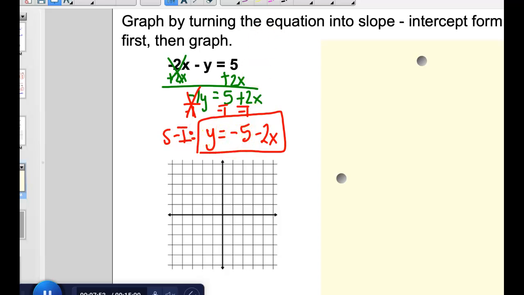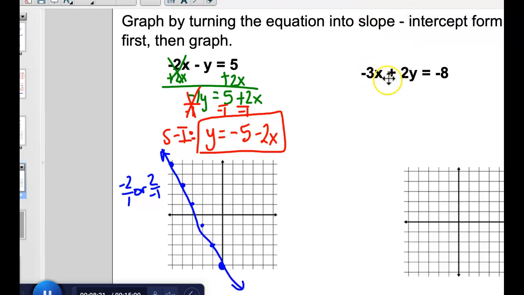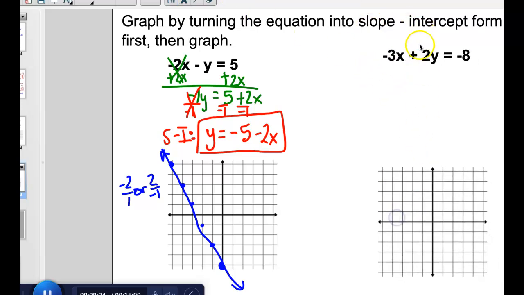And then I can graph it by starting at that y-intercept of negative 5. My slope is a negative 2, but I don't have room to go down 2, so I need for sure that other version of slope when my slope is negative. I can go up 2 and backwards 1, up 2 and backwards 1, up 2 and backwards 1. I actually have room to plot a lot of points. The more points you plot, the easier it is to draw a straighter line. Okay, so you try one. Can you turn this equation into slope-intercept form? Once it's in slope-intercept form, can you graph it? So pause the video, see if you can do it, and then check back in.